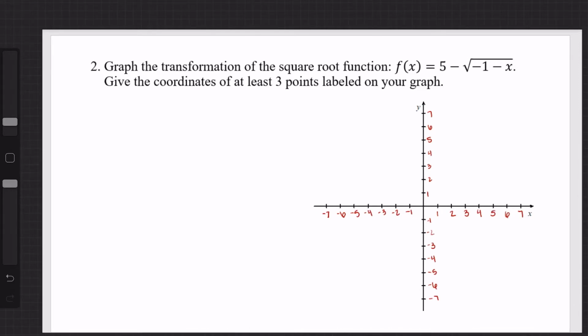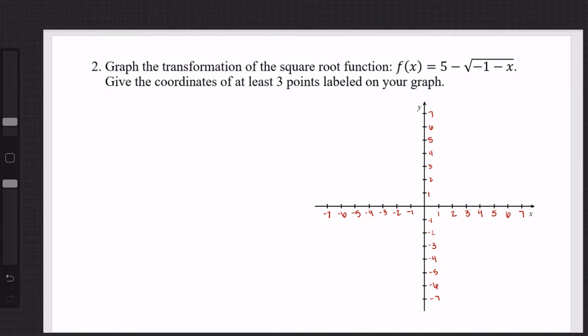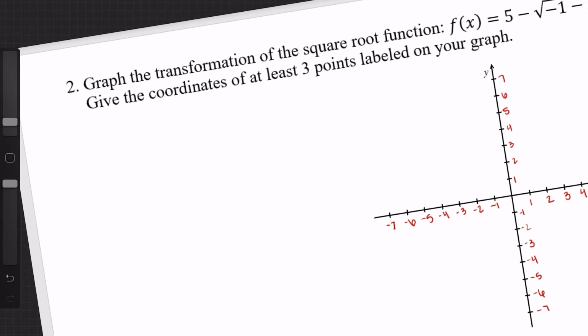Okay, so this one is: graph the transformation of the square root function f(x) = 5 - √(-1 - x). Give the coordinates of at least 3 points labeled on your graph.